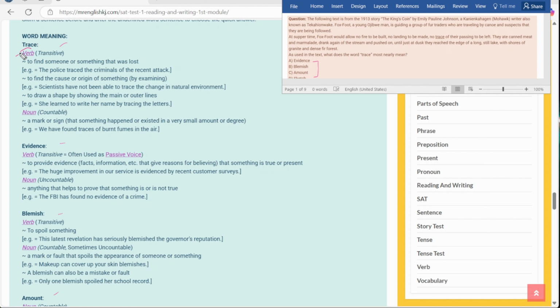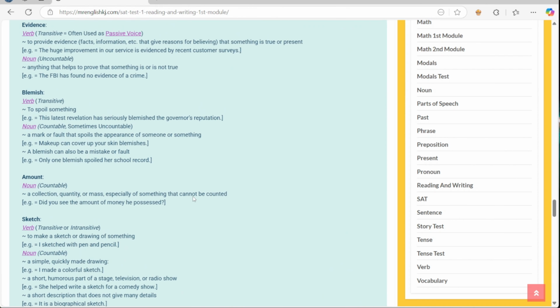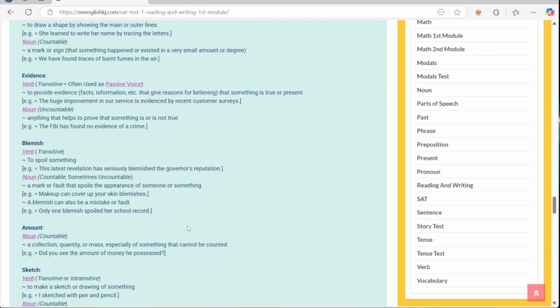If you want to learn about verbs, you just need to click here. It's a link and a page will pop up and you can take a look and understand verbs. Same goes for nouns. If you want to learn passive voice, you can. Focus keywords are already written by us. If you see the keywords that will define your answer, we know the meaning of trace is to follow. We know the four options: evidence, blemish, amount and sketch.